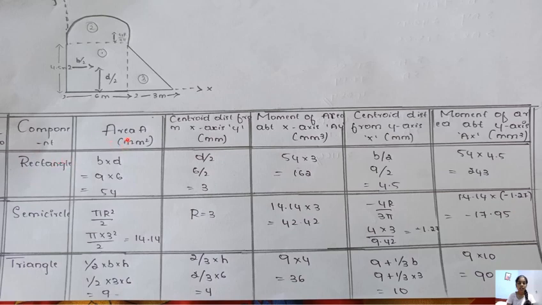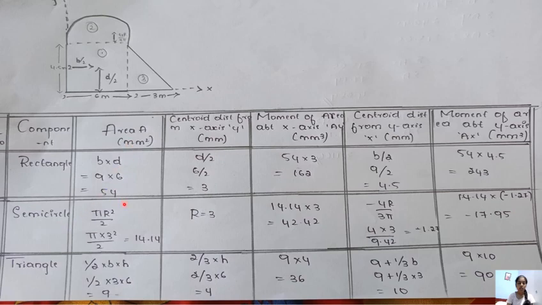Now let us see the area. First let us see the area of all three. The rectangle area formula is breadth into depth. Here we have the rectangle. The depth is 6 and the breadth is 9. So 9 into 6 will be 54.